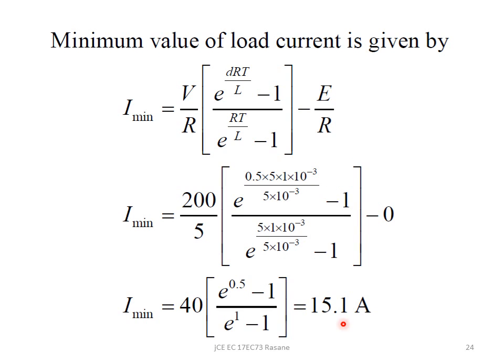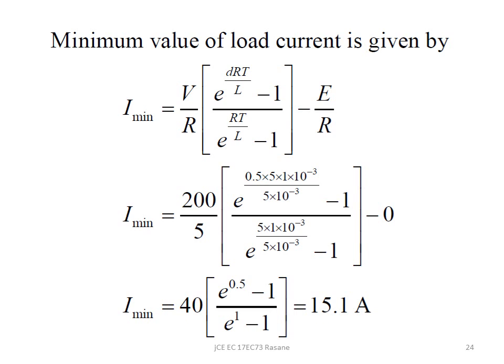Similarly, we have the I minimum formula. Substitute all the values. D is 0.5, R is 5, time period is 1 millisecond, divided by 5 millihenries, so 5 × 10 to the power of minus 3. V by R is 200 by 5 and this term is 0. So substituting, I should be getting 15.1 amperes.